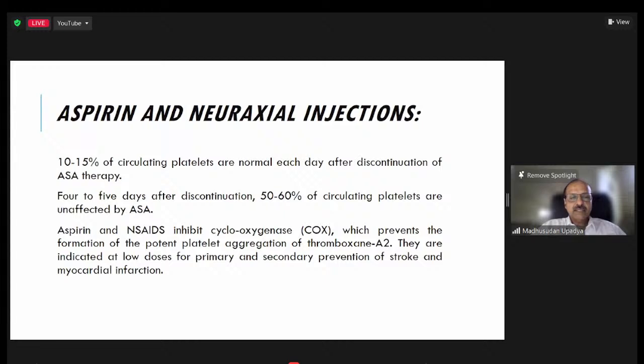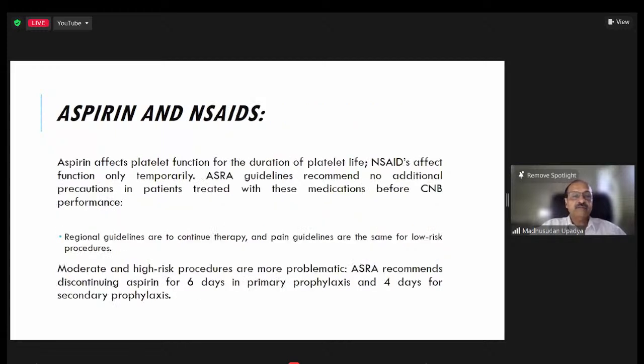Because aspirin and NSAIDs inhibit the cyclooxygenase enzyme, COX, which prevents the formation of the potent platelet aggregator thromboxane A2. They are indicated at low doses for primary and secondary prevention of stroke and myocardial infarction. Therefore, generally, the small dose of aspirin or even the NSAIDs is used for prevention of stroke and myocardial infarction. That is why, as I said, most of the people come with the aspirin nowadays. Aspirin affects the platelet function for the duration of the platelet life, but NSAIDs affect the function only temporarily.